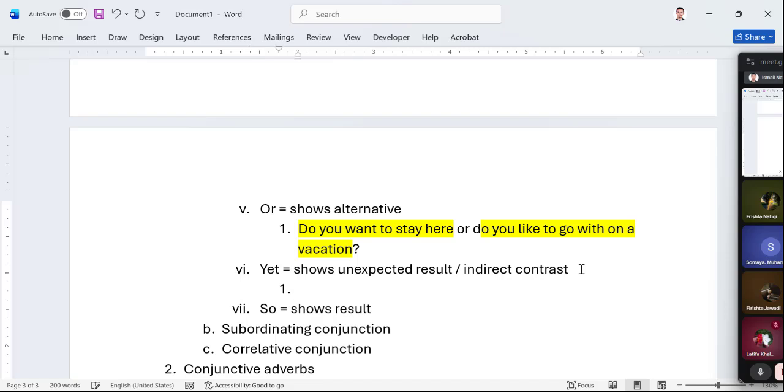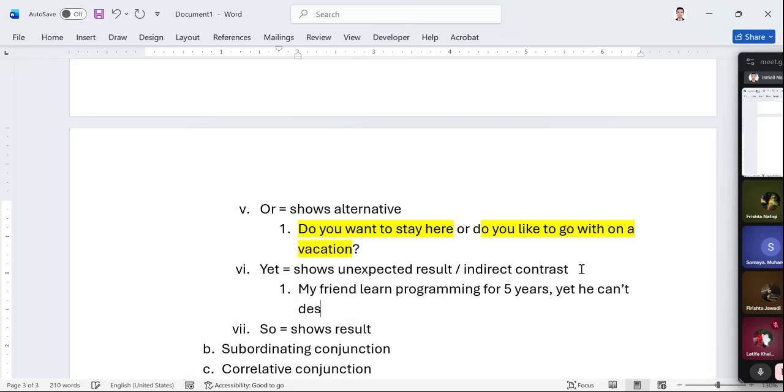"Yet" shows indirect contrast or unexpected result. "So" shows expected result, "yet" shows unexpected result. Look, if I tell a very simple sentence here, I may say, my friend learned programming for 5 years, yet he can't code a simple calculator.